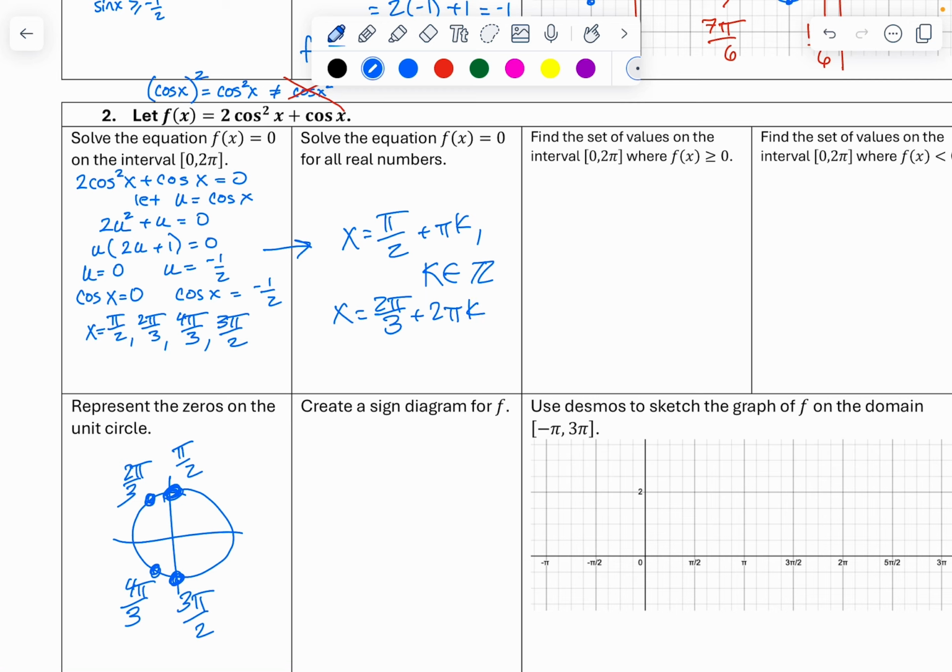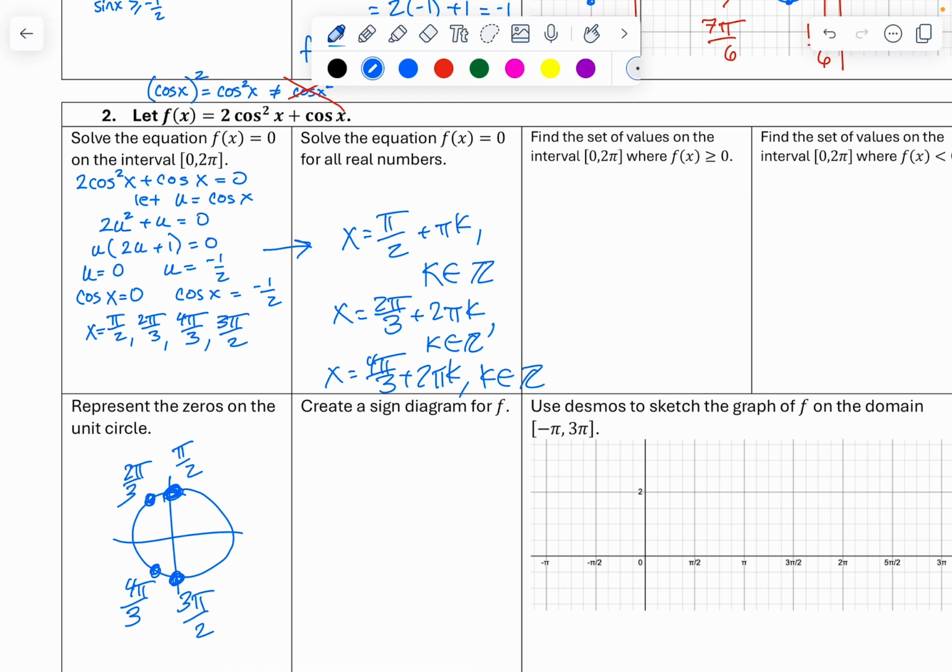Okay, and then the other one, 2 pi over 3 does need its own 2 pi k because those are not equally distributed. And then it's 4 pi over 3 plus 2 pi k, where k is an element of the integers. There we go.